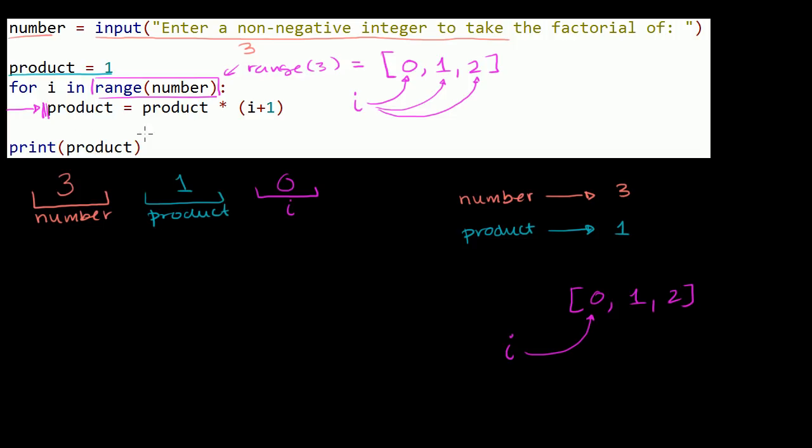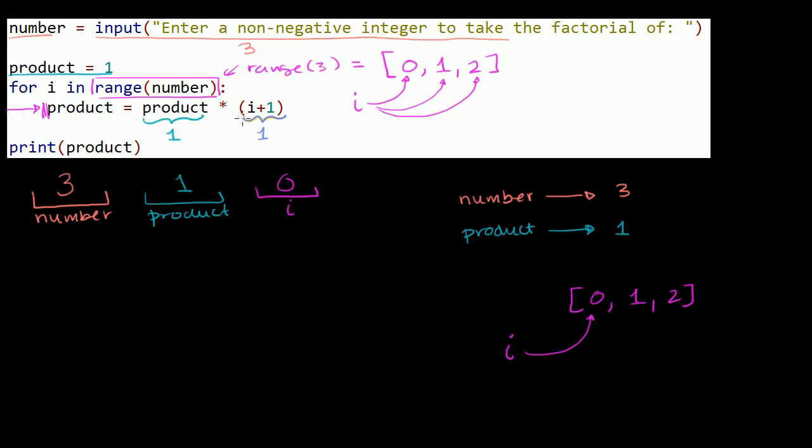We reassign product to be something new right over here. And what is this something new? The first time we go through the for loop, i is 0. 0 plus 1 is 1. So this part, the first time we go through the loop, let me do that in a color you can see, is going to be 1. 0 plus 1. Product is 1 this first time we go through the loop.